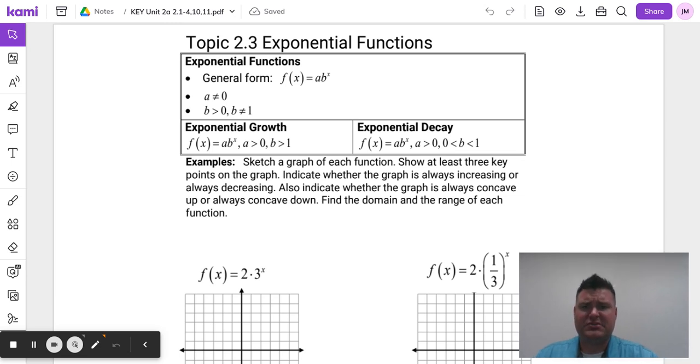This is mostly an Algebra 2 topic, so we will go through this pretty quickly. We will kind of amp it up a bit to show you the PreCalculus portion of the exponentials. But what's important here is just knowing what an exponential function is.